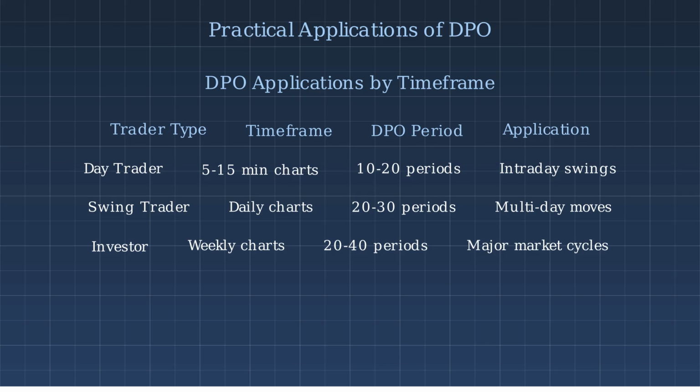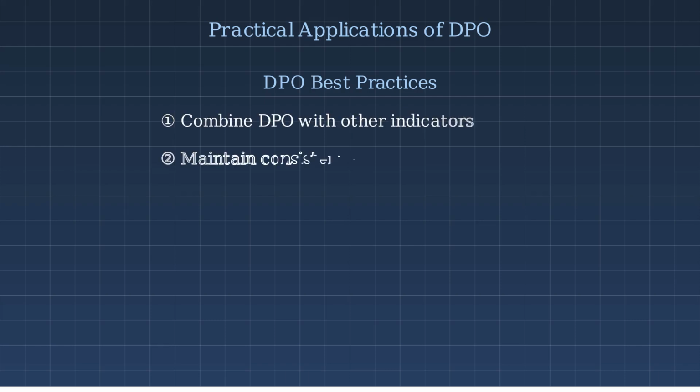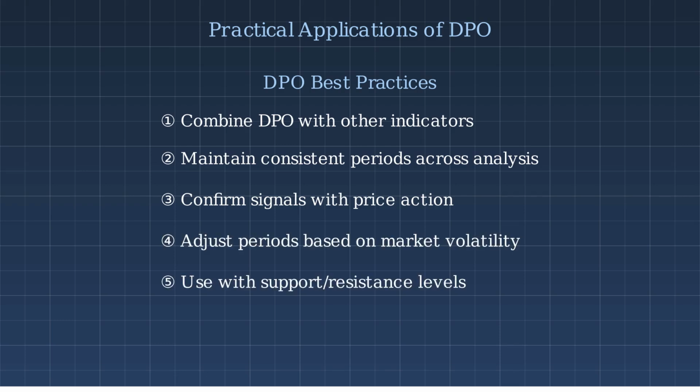To maximize the effectiveness of the DPO, traders should follow several best practices. First, combine the DPO with other technical indicators to confirm signals. Second, maintain consistent period settings across your analysis to avoid conflicting signals. Third, always confirm DPO signals with actual price action before taking trades. Fourth, consider adjusting your DPO period based on current market volatility. And fifth, use the DPO in conjunction with key support and resistance levels for optimal trade entries and exits.